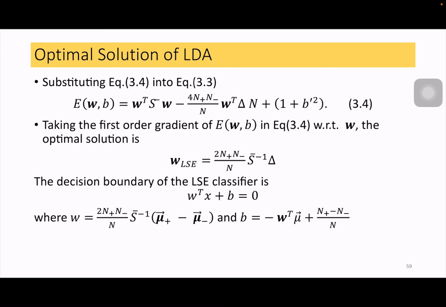So the least square errors will be your 2n plus times n minus divided by n, S to the power of minus 1. So the decision boundary of the LSE, least square errors, classifier will be equal to W transpose X plus B equals 0.